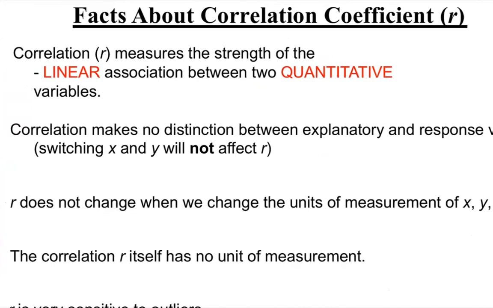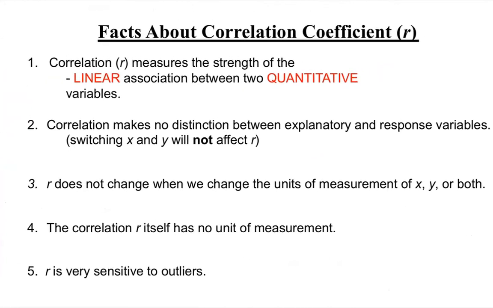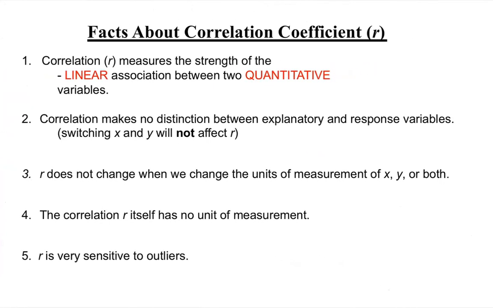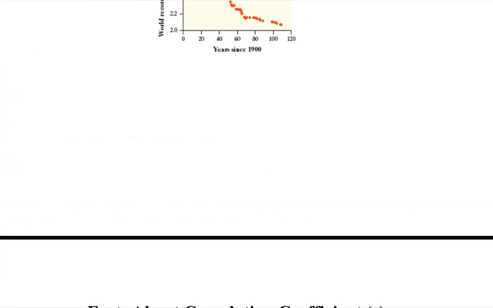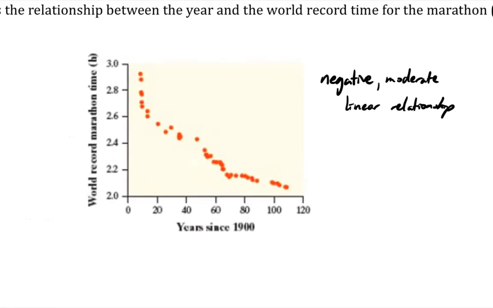Next one, correlation makes no distinction between explanatory and response variable. Okay, so correlation makes no distinction between explanatory and response variable. What does that mean? That means on this graph, which one's X? Years, right? Which one's Y? Time, right? So in terms of R, if I were to switch these and make this the Y and make this the X, flip-flop them, R would stay exactly the same. That's what that's saying. We never do that, but there is that relationship, okay?